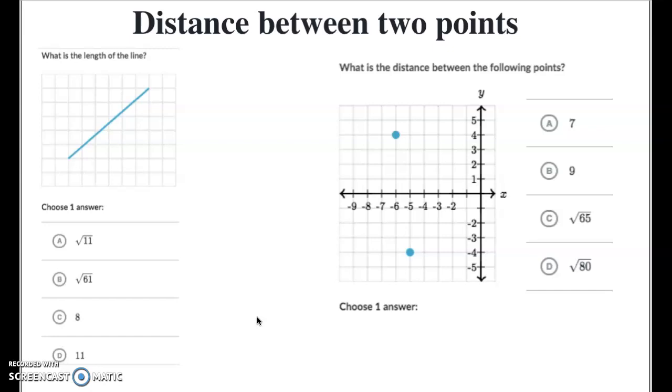Anyways, if there is an MCA test, you do need to understand how to do distance between 2 points. That's why we put it on there. Hey, even if there's not a MCA test, it's something really good to know. So let's get started. Question number 1 for distance between 2 points. What is the length of this line right here?